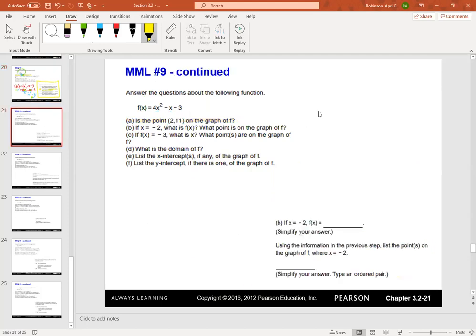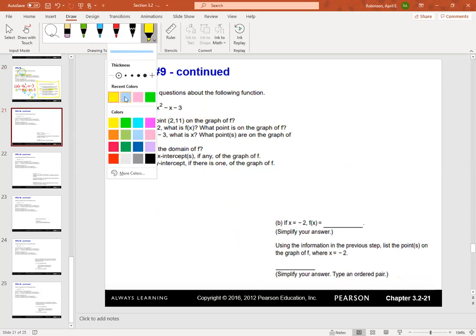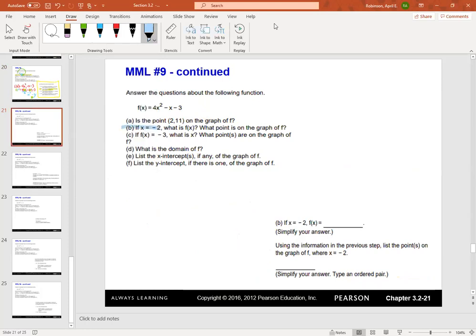Okay, next one is part B, and this one says, if x is equal to -2, what is f of x and what point is on the graph of f? And here's the answer box that I would find. You're going to get a lot of positive affirmations on this one, 6 of them, because you keep entering the answers and then it pops up the next answer for you.